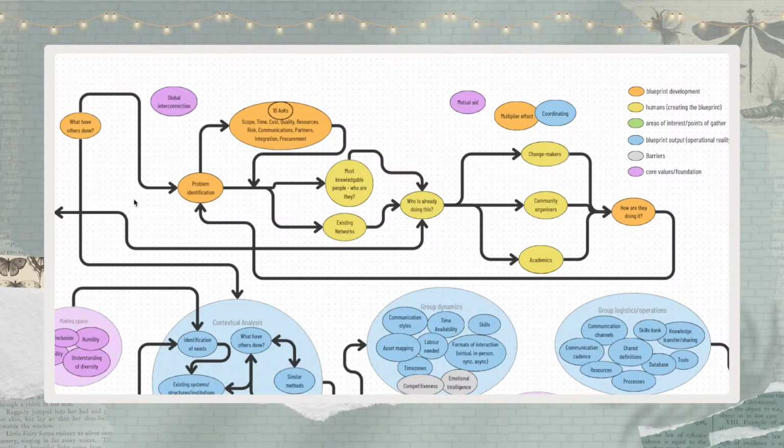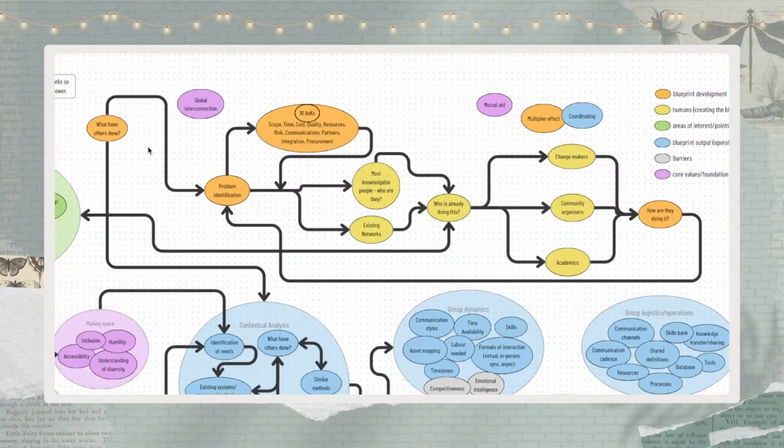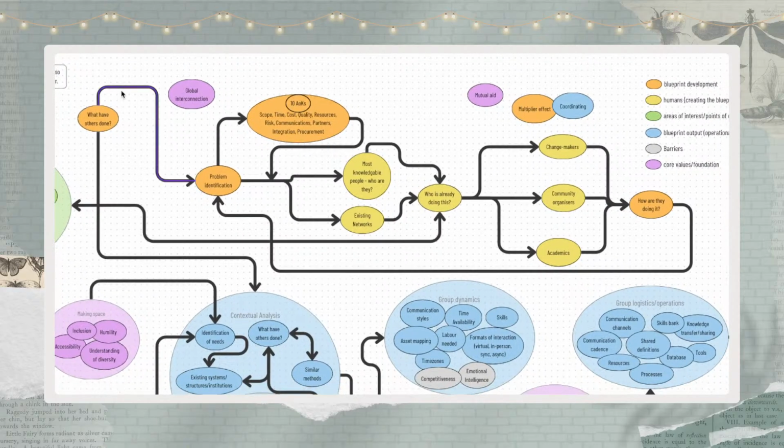Because the output, the blueprint itself, doesn't have to be applied on a global scale. Correct. It can be something at a very local level. Yeah, very small. So I don't think the global aspect needs to be part of the blueprint itself, but I think it needs to be a consideration of our work in designing the blueprint.